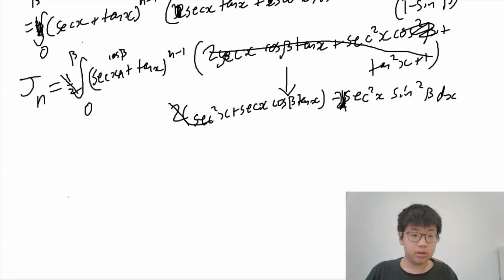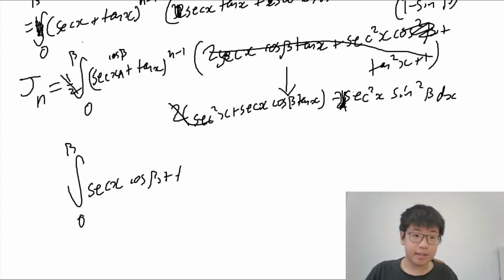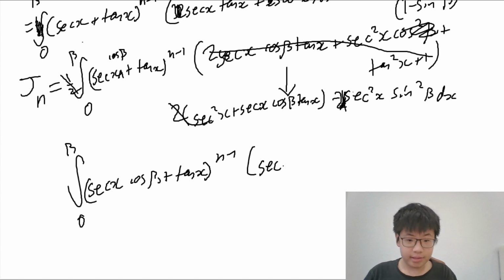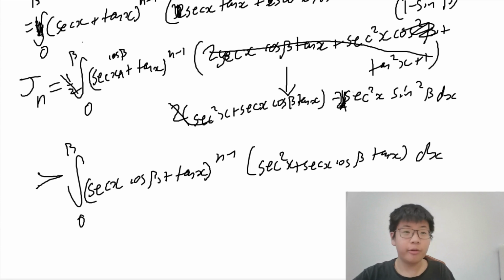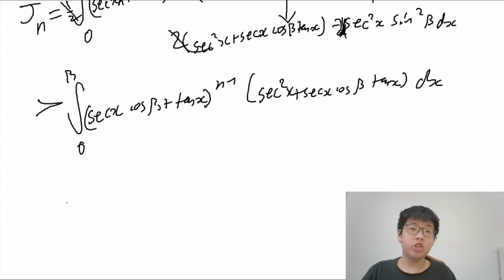So, the integral from 0 to beta of (sec x cos beta plus tan x)^{n-1} times (sec squared x plus sec x cos beta tan x) dx. And there, so this is actually less than the original value of J_n. So you know what this must mean. We are now going to do an integration, obviously by chain rule.